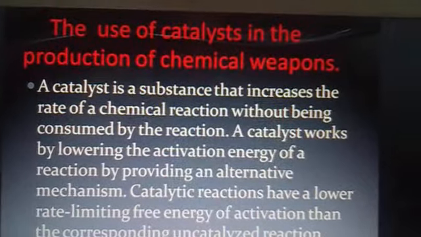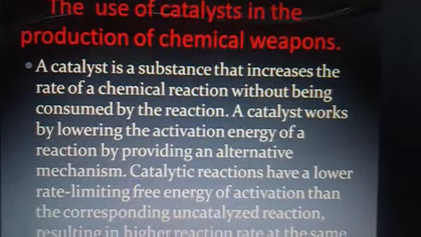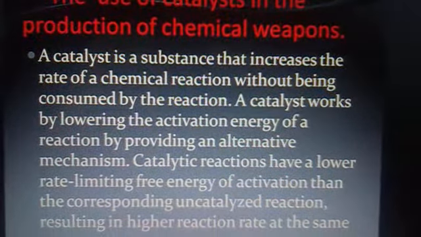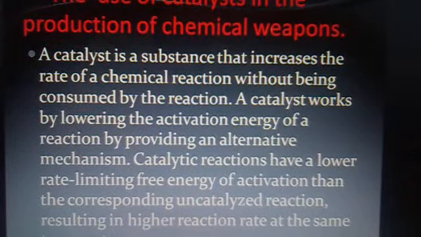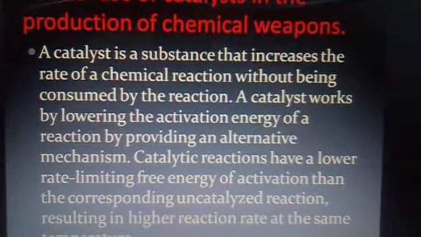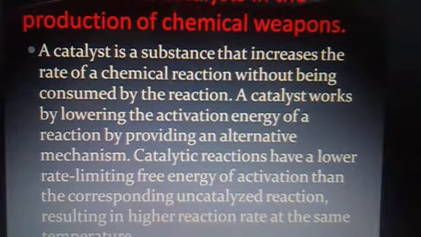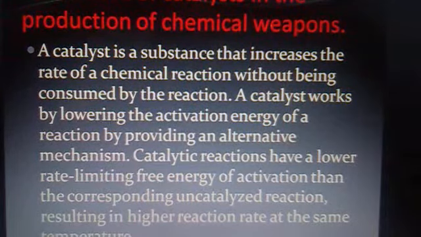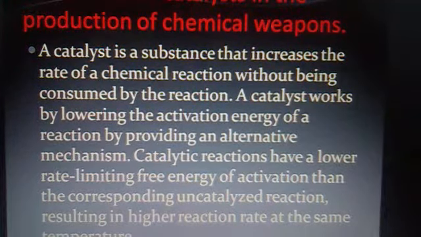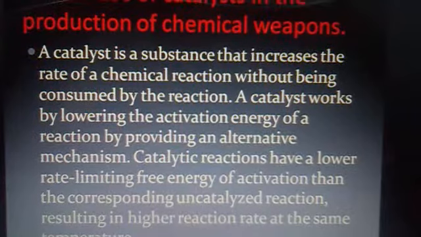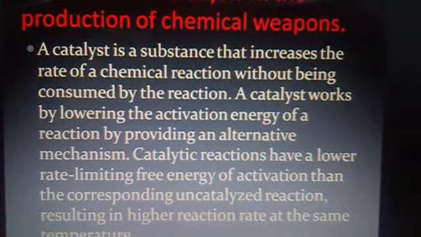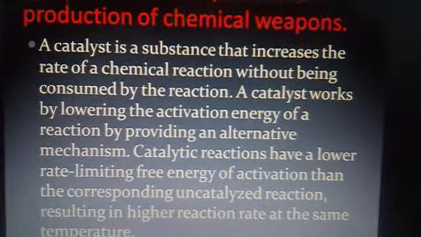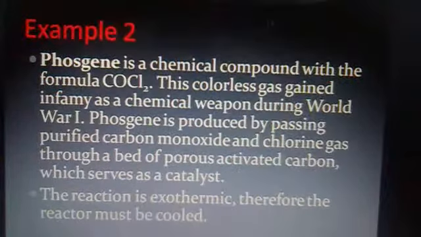Connection 2. The use of catalysts in the production of chemical weapons. A catalyst is a substance that increases the rate of a chemical reaction without being consumed by the reaction. A catalyst works by lowering the activation energy of a reaction by providing an alternative mechanism. Catalytic reactions have a lower rate-limiting free energy of activation than the corresponding uncatalyzed reaction, resulting in a higher reaction rate at the same temperature.